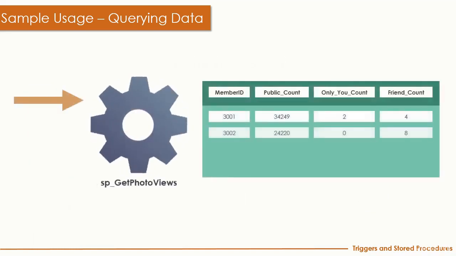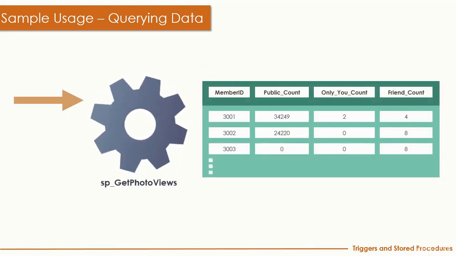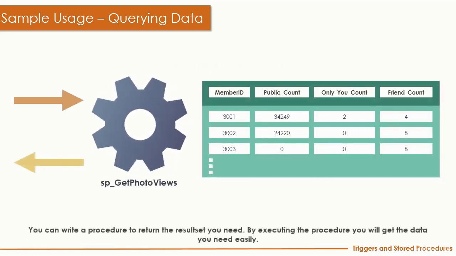Then you can write a stored procedure. Say this is get photo views, and it will return a data set which contains the member ID, which you want to collect, and the public count, just the count. It doesn't tell about a single photo. Your own count, this is the private photos, and the friend count, which shows the photos for your friends, how many views.